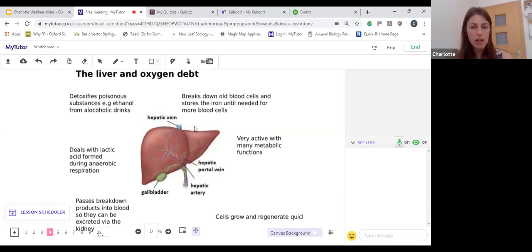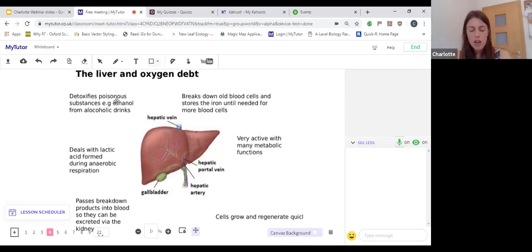Okay, so the liver is where this final breakdown of lactic acid takes place. And I wanted to talk about the liver a little bit here because it's an organ that you probably haven't learned that much about yet. You'll learn a lot more about it at A level if you take that on. So the liver is where poisonous substances such as alcohol are detoxified. So the liver breaks down the alcohol. It also breaks down old blood cells, and then it stores the iron until it's needed for more blood cells. So it's a store of that as well.